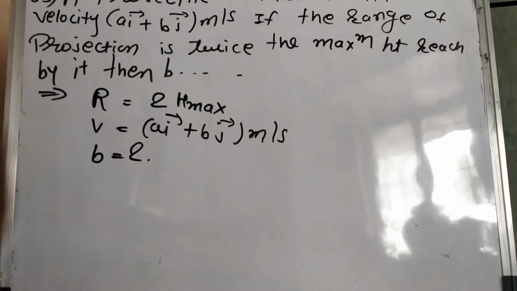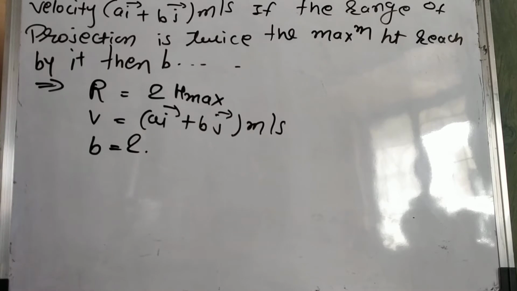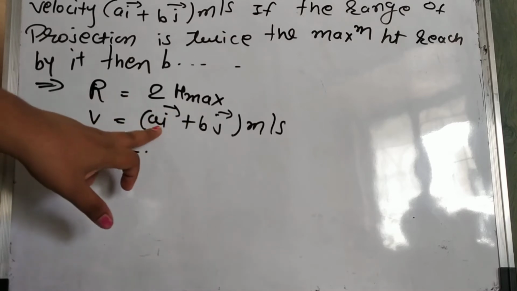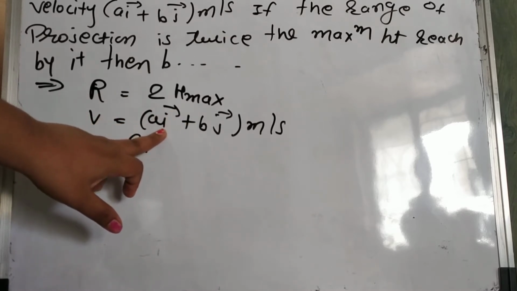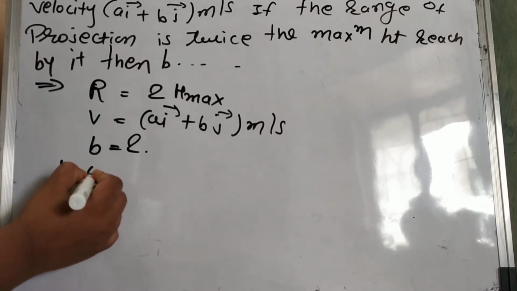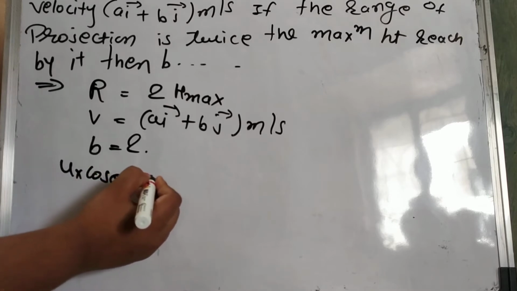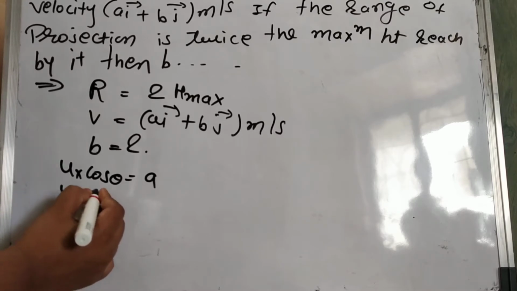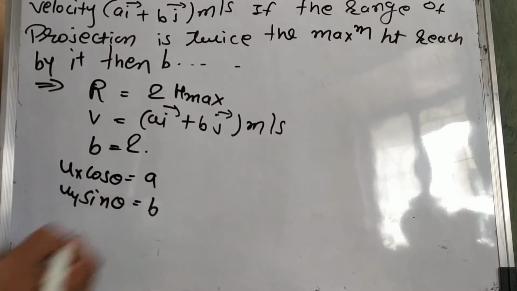Okay, we have to calculate what? Small b. So how to calculate it? Simple. a and b, what do they mean? a is the constant along which axis? i, that means along x-axis. Therefore this a can be written as u cos theta is equal to a. And next, u sin theta is equal to b.